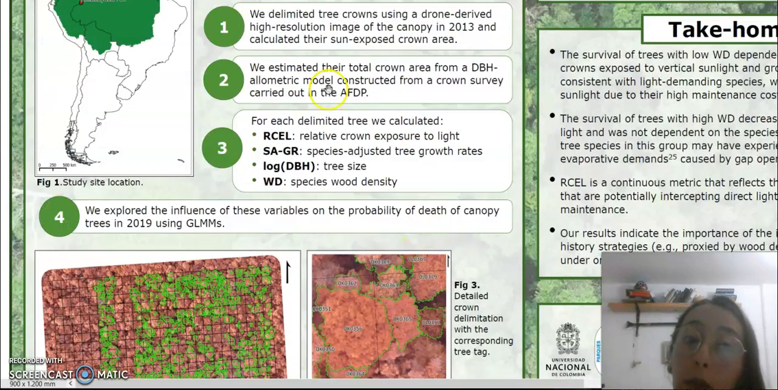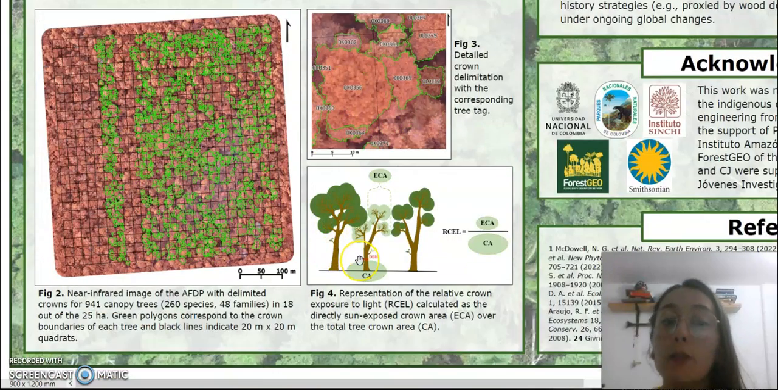For each delimited tree, we calculated the relative crown exposure to light, which is the directly sun-exposed crown area over the total crown area. This is a continuous metric that accounts for light availability, a resource that is typically measured with categorical indices. Our metric indicates what proportion of the total investment of the tree in the crown is actually sun-exposed.